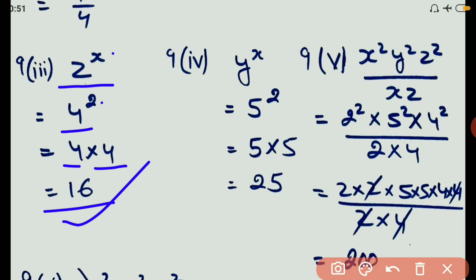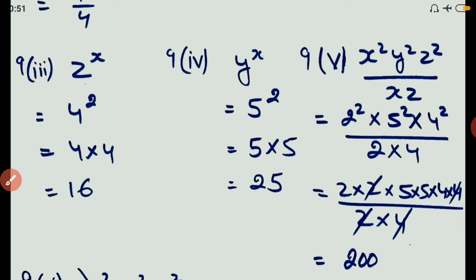Now coming to question number 4, the question given to us is y raised to the power x. The value of y is 5 and the value of x is again 2. So now 5 multiplied by 5, because it is 5 square. So 5 into 5 shall give me 25. So I hope you understood number 4 also. I'm going a little bit faster because this is quite easy, right? Now we can go to number 5.